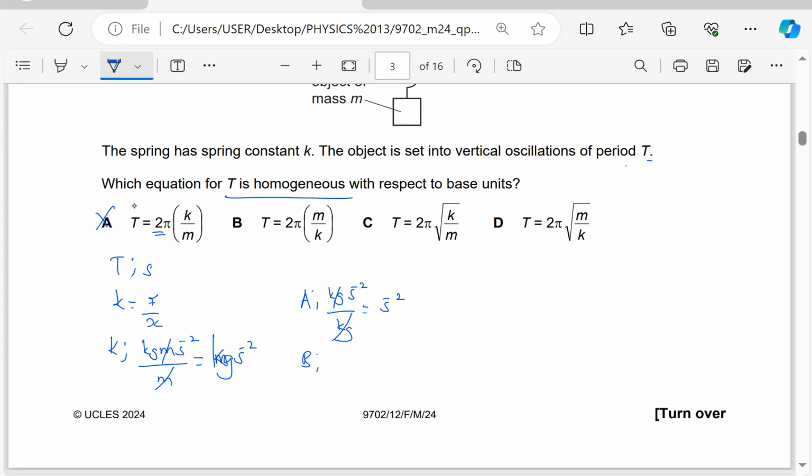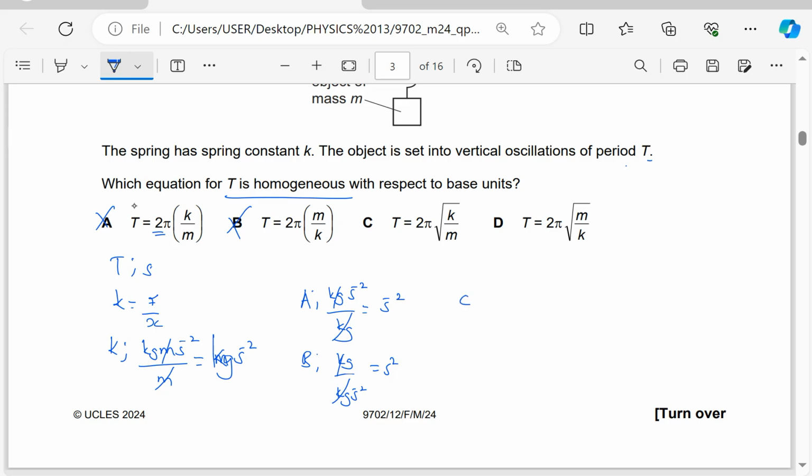We can check B. B is saying m over K, where m is mass, which is in kilograms, divided by K, which is kilograms per second squared. So this is 1 over s to the power minus 2, which is s squared. So B is also wrong because on the left-hand side we have only seconds.